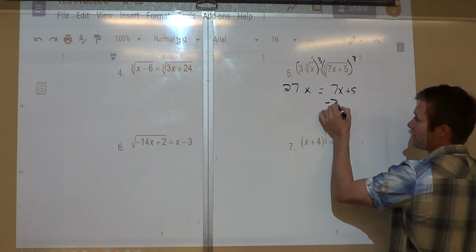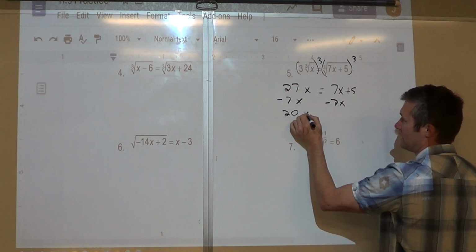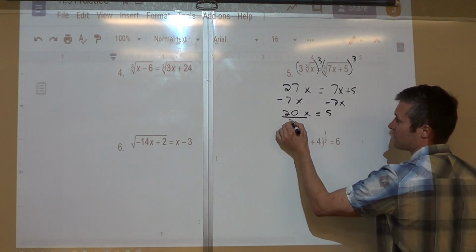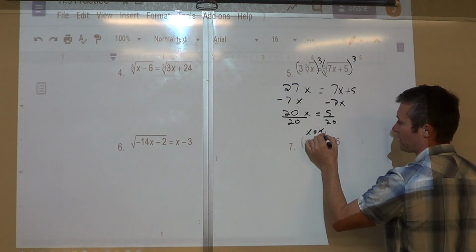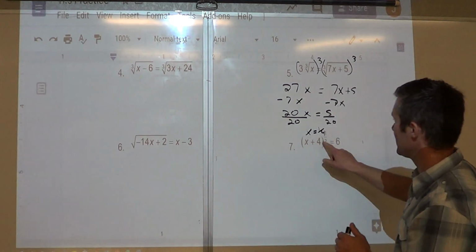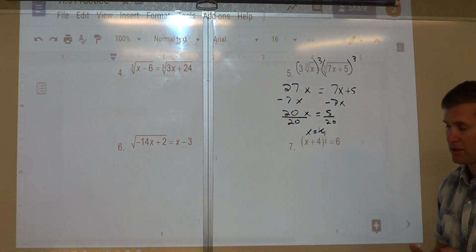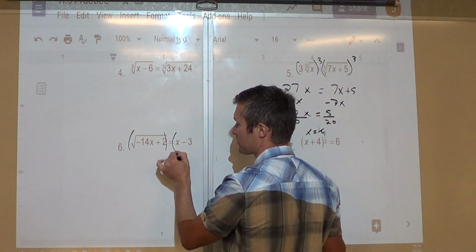So we'd subtract 7x, 20x equals 5, then divide by 20. And so x equals 1/4. So I want to go through now number 6. Again, check these values to make sure they work out. This one, number 6, is another one that students had issues with.